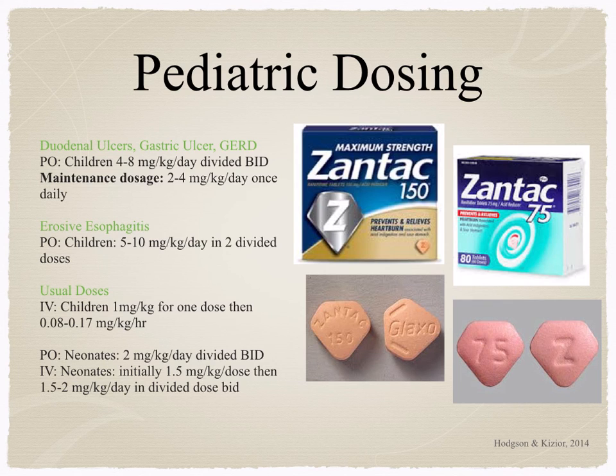Pediatric dosing. For duodenal ulcers, gastric ulcers, and GERD, the oral dose for children is 4 to 8 mg per kilogram per day divided BID. The maintenance dosage is 2 to 4 mg per kilogram per day daily. For erosive esophagitis, the oral dose for children is 5 to 10 mg per kilogram per day in 2 divided doses. The usual IV dose for children is 1 mg per kilogram for one dose, then it is maintained at 0.08 to 0.17 mg per kilogram per hour.